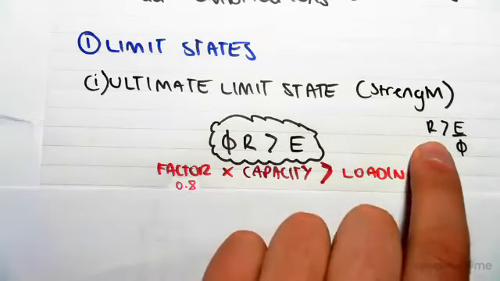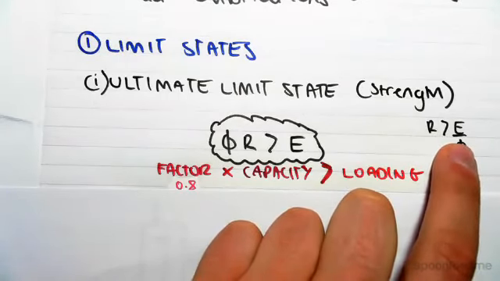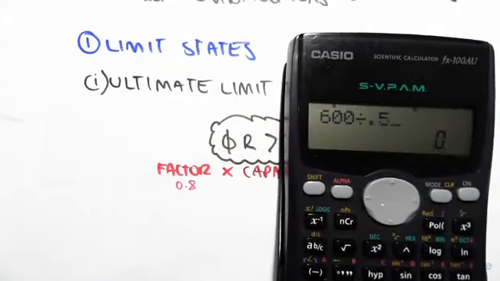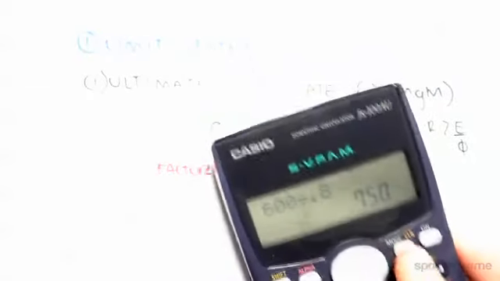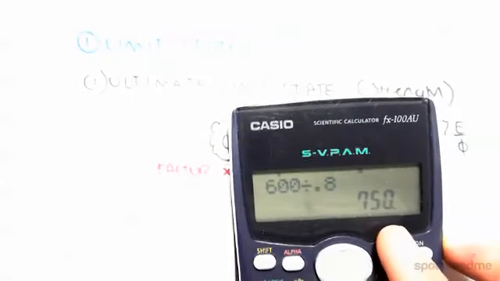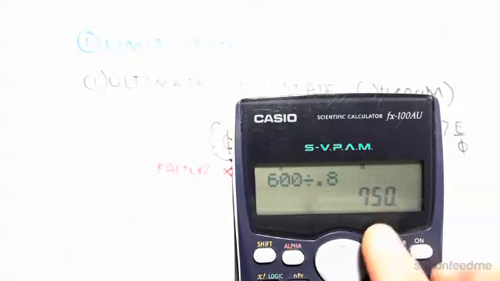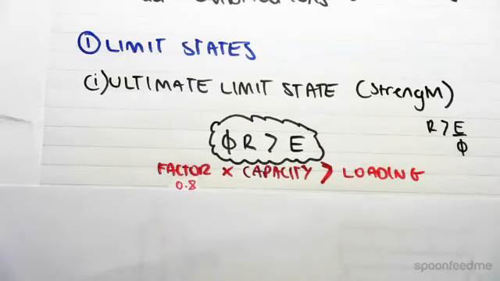Another way to think about it is if we divide through by phi, okay? So say we had a loading of 600 kilonewtons in our column. If we divide through by 0.8, say that was our factor, instead of having 600, we now have 750 kilonewtons in our column. So you can see that this factor has artificially increased the amount of load we have in our column, which forces us to make our column stronger than it would have been if we didn't have that factor. So that factor essentially just artificially increases the load, so it makes you design a stronger element.